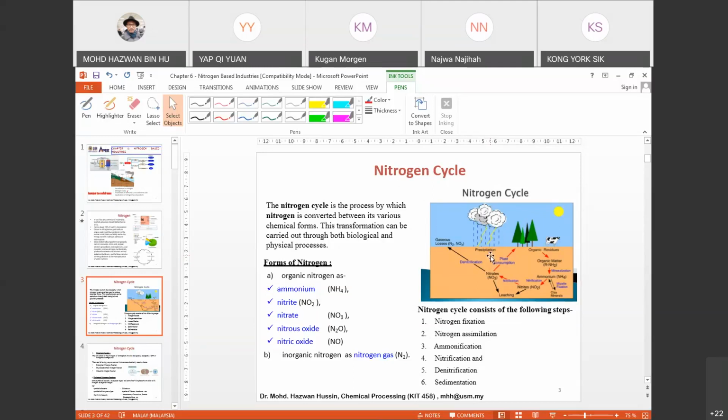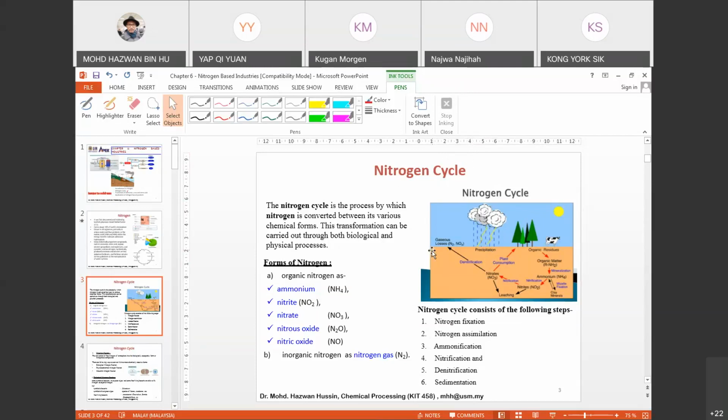The nitrogen cycle is the process by which nitrogen is converted between its various chemical forms. This transformation can be carried out through both biological and physical processes. Right.